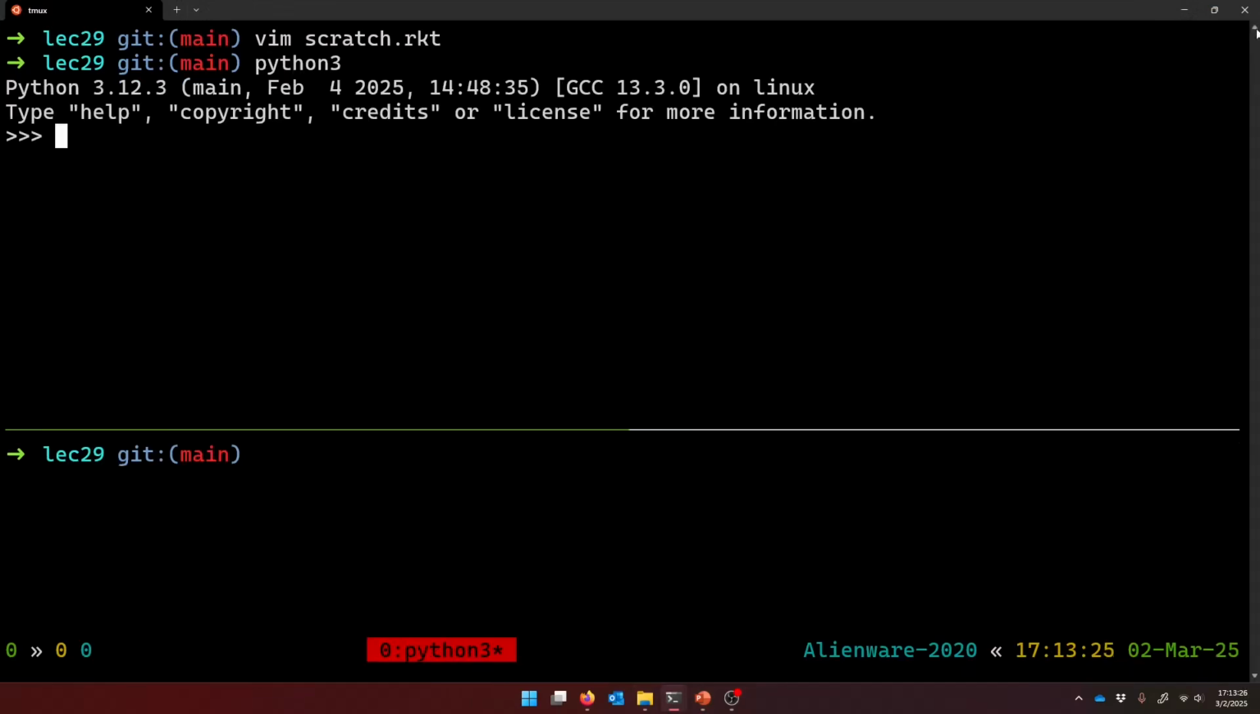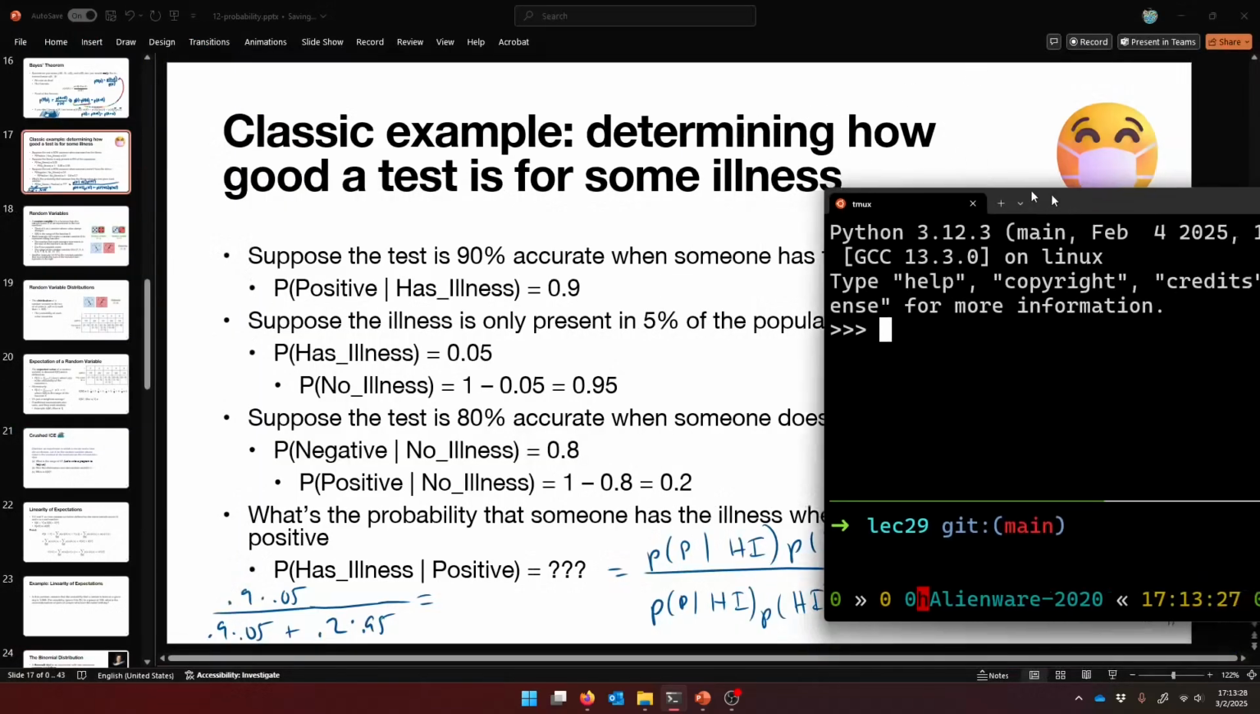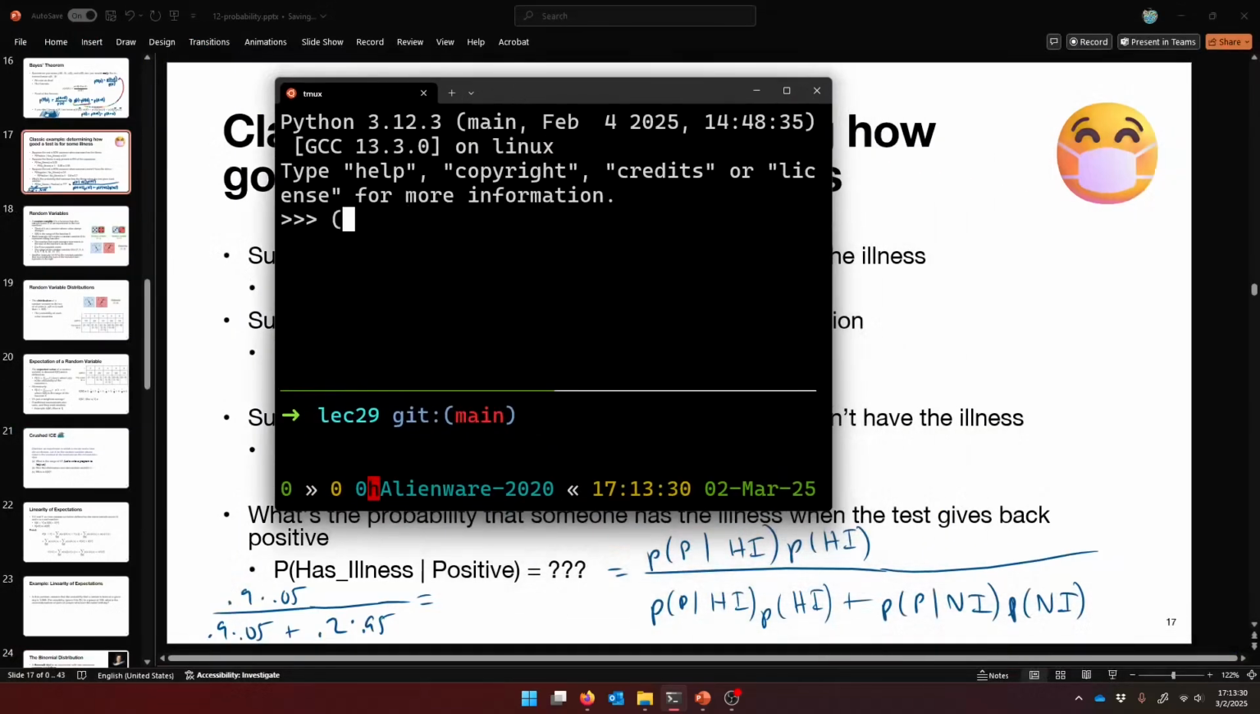What do we got? On the top, 0.9 times 0.05 over 0.9 times 0.05 plus 0.2 times 0.95. It is apparently about 19%, 19.1-ish%.